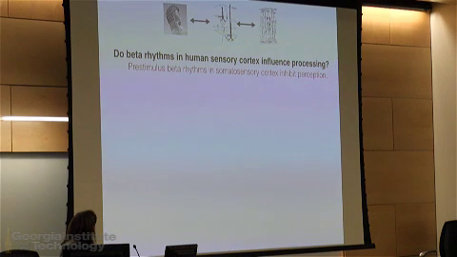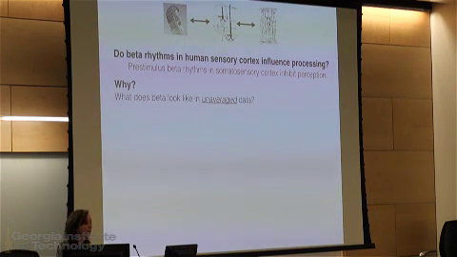So, in answer to the first question, do beta rhythms in human sensory cortex influence perception? Absolutely. They correlate with function. Similar in motor cortex, their presence suggests inhibited function, inhibited perception. So now the more interesting question, why? What is it about beta that translates to, I didn't feel it, I couldn't move?